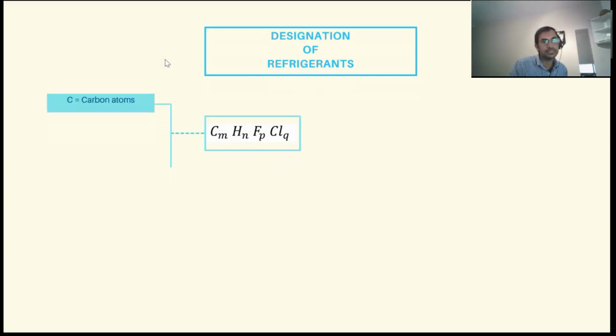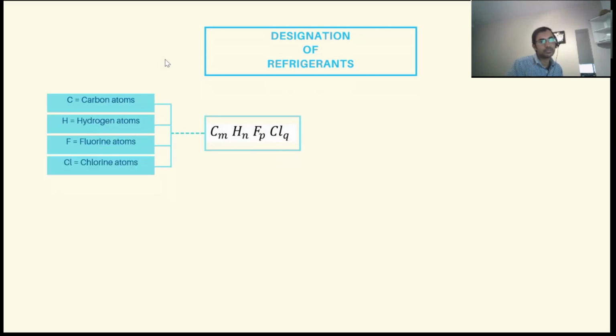Designation of refrigerants. We see the refrigerant written as CmHnFpClq, where C is carbon atoms, H is hydrogen atoms, F indicates fluorine atoms, and Cl indicates chlorine atoms.